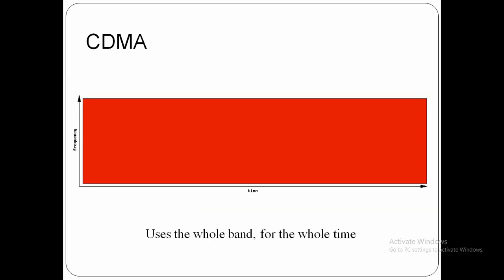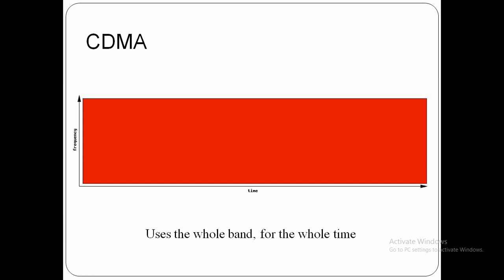Now we move toward CDMA. CDMA is the third generation, that is 3G. It is related to CDMA and WCDMA, having low data rates. Mostly it is used in UMTS to HSPA techniques. CDMA is an important technique. It uses the whole band for the whole time. It is an important technique for wireless network access.